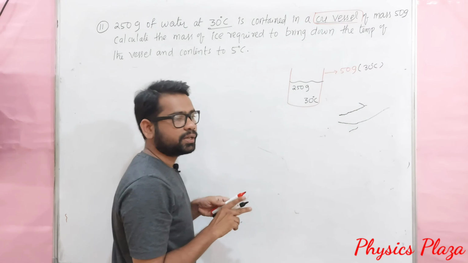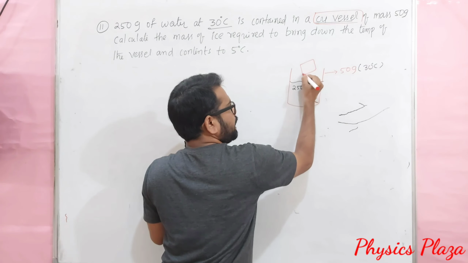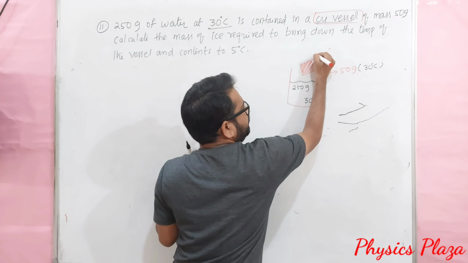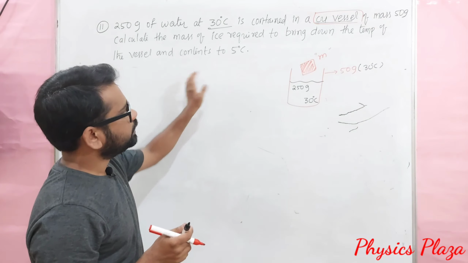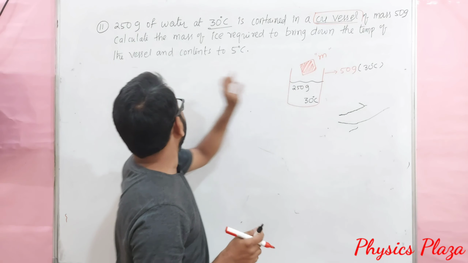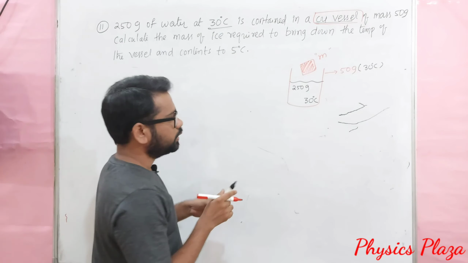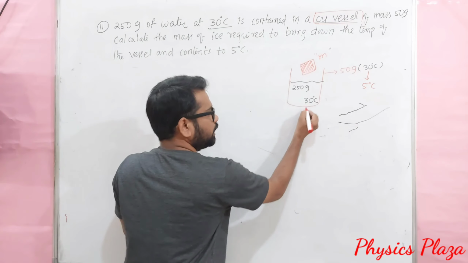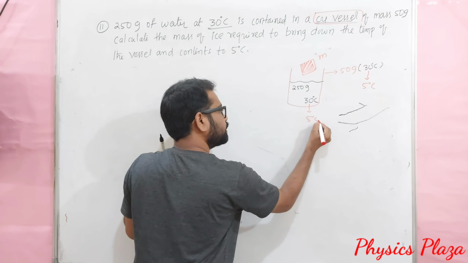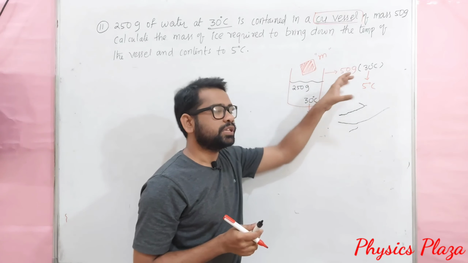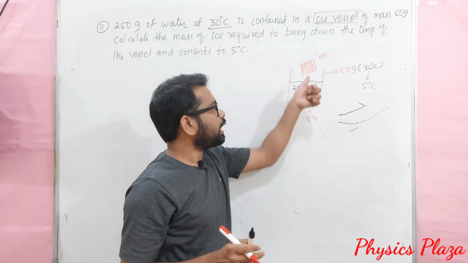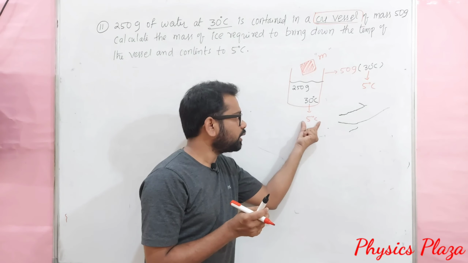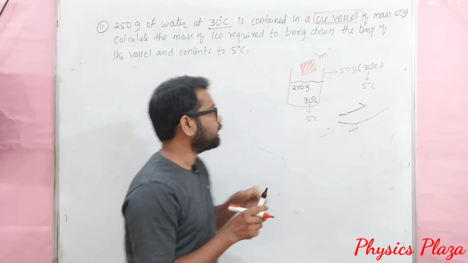Now what are they saying here? They are asking us to add some amount of ice, let us say mass m, so that the temperature is brought down to 5 degrees Celsius. So the temperature of the copper vessel is going to be brought down to 5 degrees Celsius, and the water also 5 degrees Celsius. So here water and copper vessel together are going to lose heat, and ice is going to gain heat. So we have to calculate individually the heat loss by the water and the heat loss by the copper vessel. Let us calculate, children.